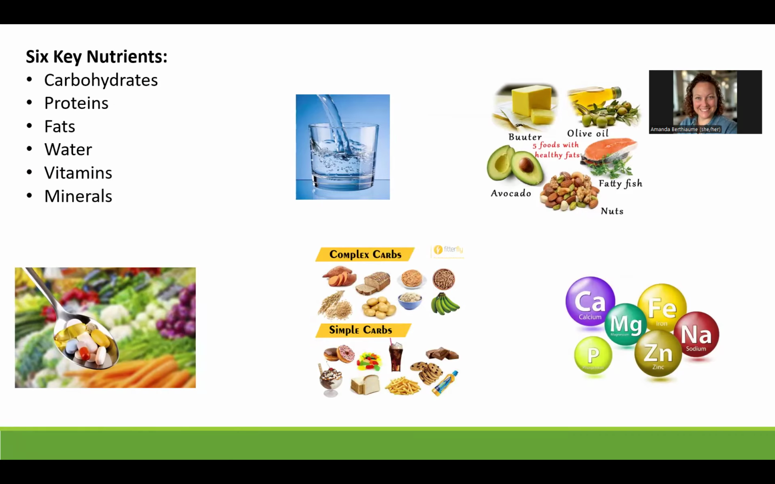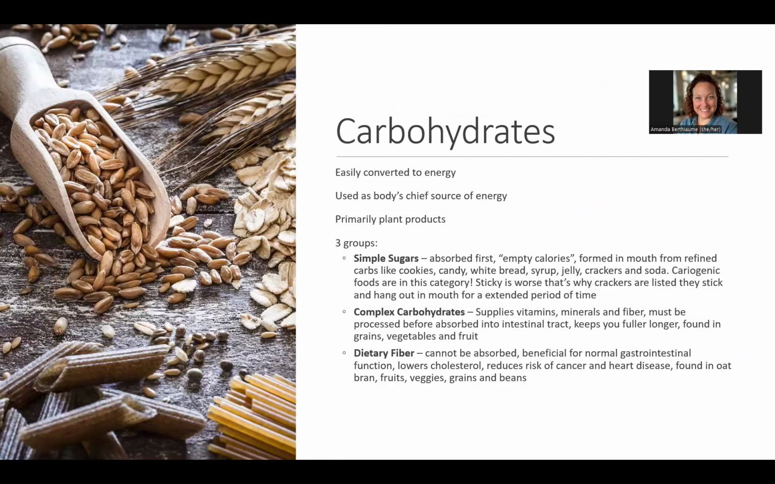There are 6 key nutrients, and we're going to talk about each one, but everybody needs to have, in one way or another, carbohydrates, proteins, fats, water, vitamins, and minerals. That is going to sustain life. With carbohydrates, it's the body's main source for energy, right? So we have simple sugars, complex carbohydrates, or dietary fiber.